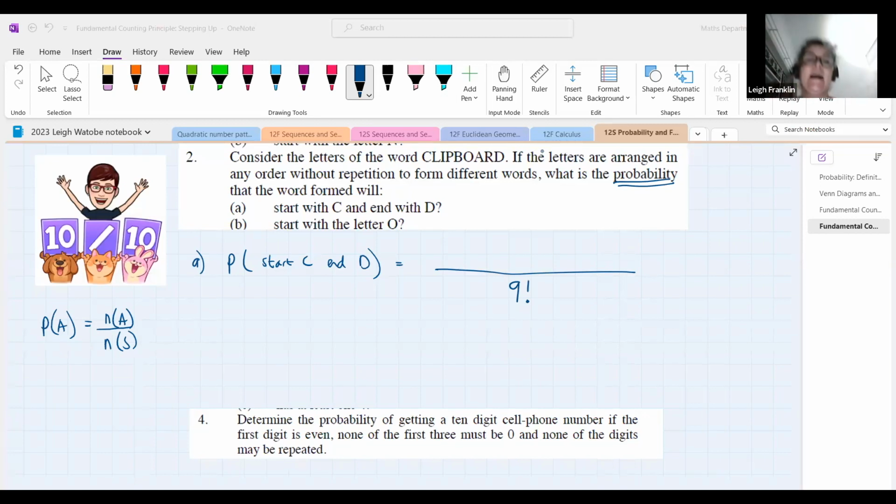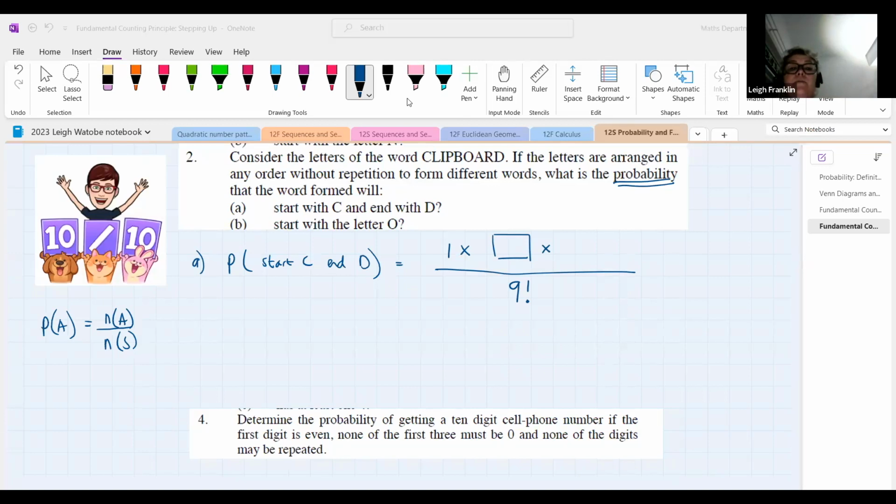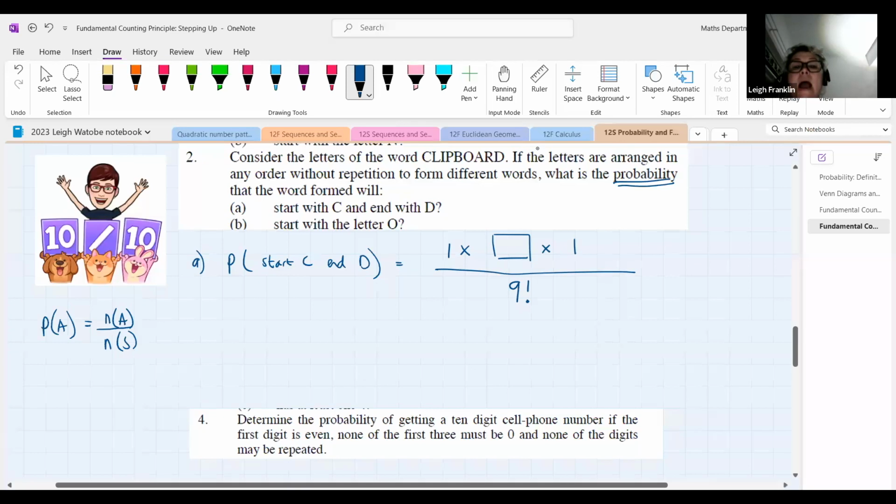Good. Now let's think about the top. It has to start with a C. So in how many ways can I fill the first block? It has to start with a C. One way. Absolutely. It has to end with a D. So in how many ways can I fill the last block? Also one way.